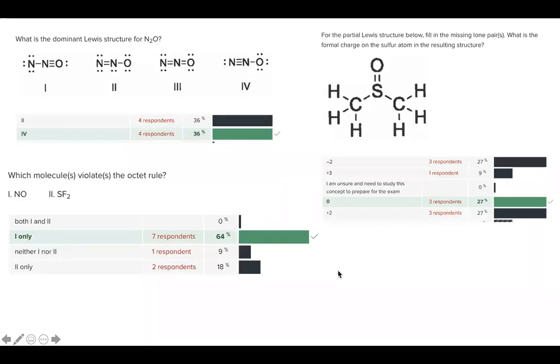Here I see a host of questions involved in Lewis structures. Which of these is the dominant Lewis structure? Which of these violates the octet rule? Tell me about the formal charge.